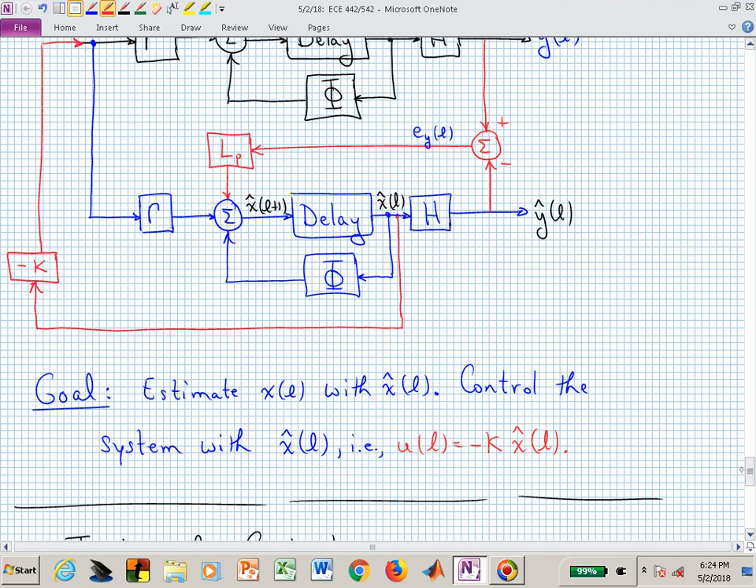So we want to estimate X with X hat and control the system with that estimate. We're now using U of L equal to minus K X hat.